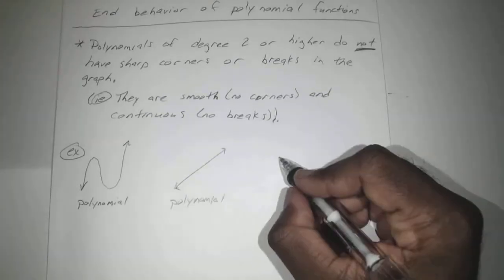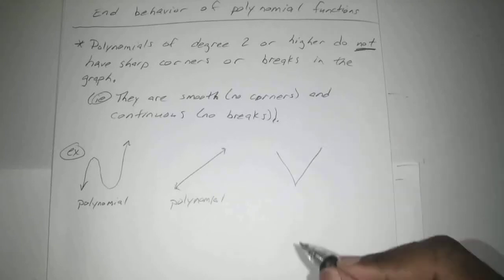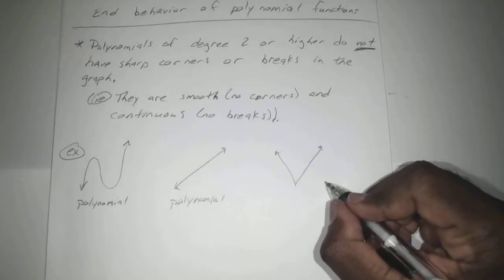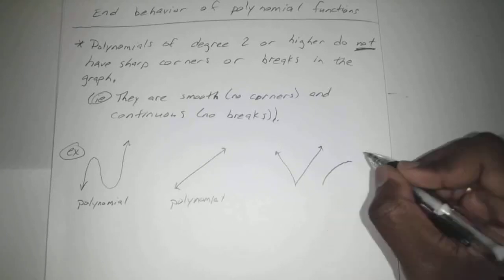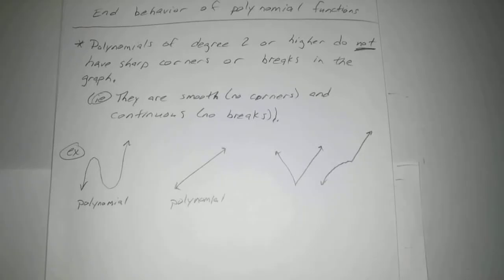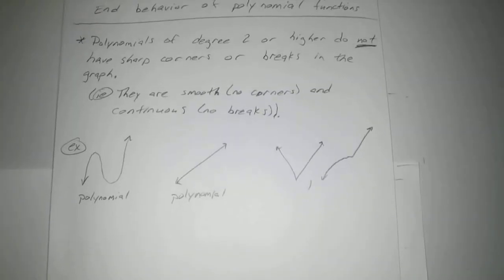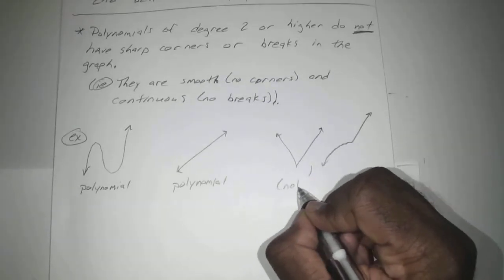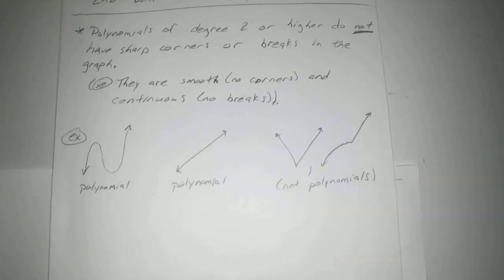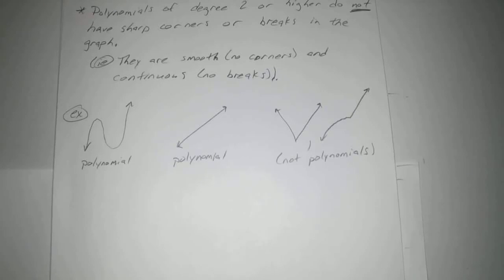But if you had, let's say, absolute value, that wouldn't be a polynomial because you have that sharp corner. Or even if you had a piecewise function that may look like that and then go like that. These two are not polynomials. They're functions, just not polynomials.